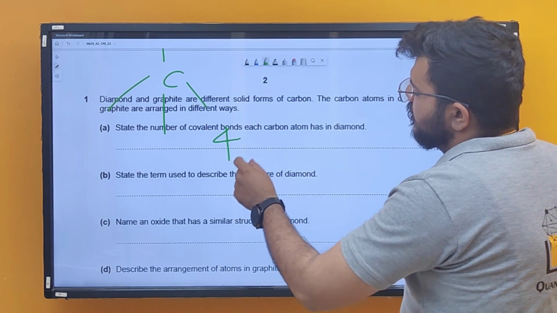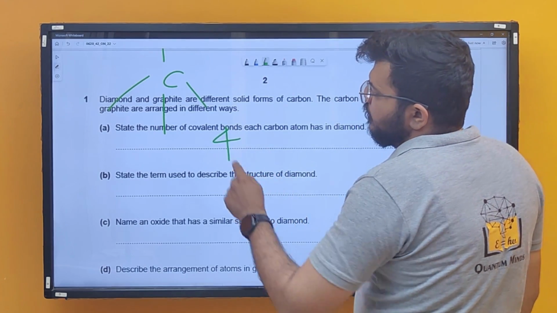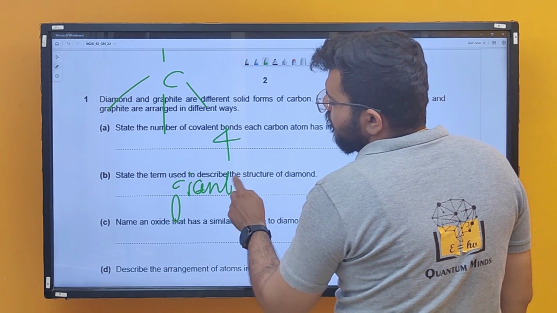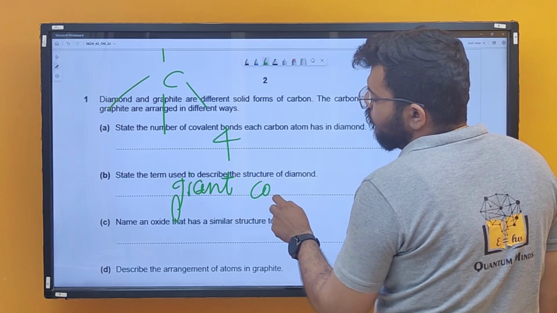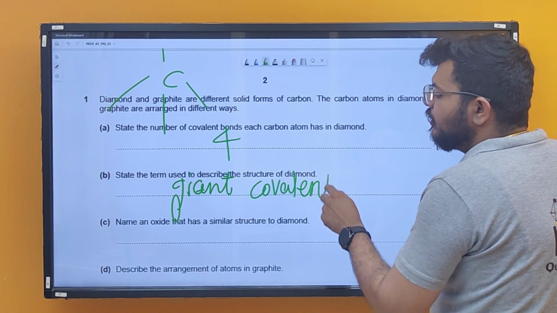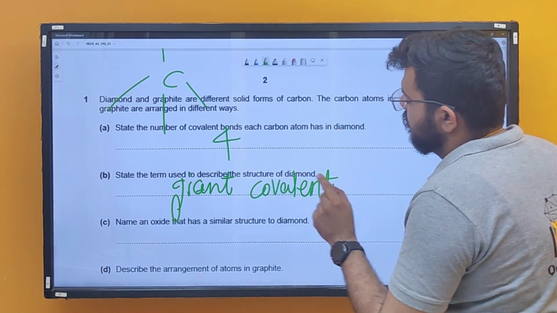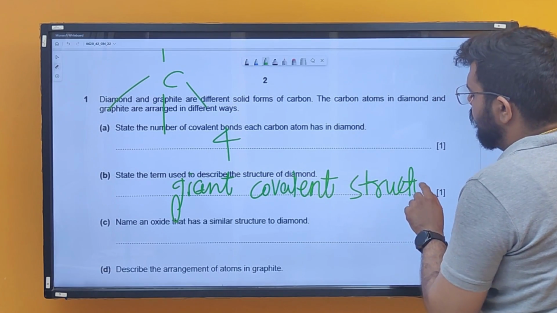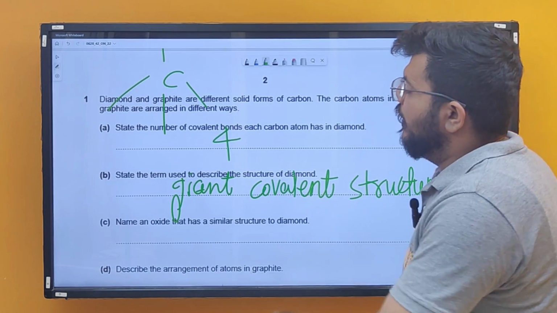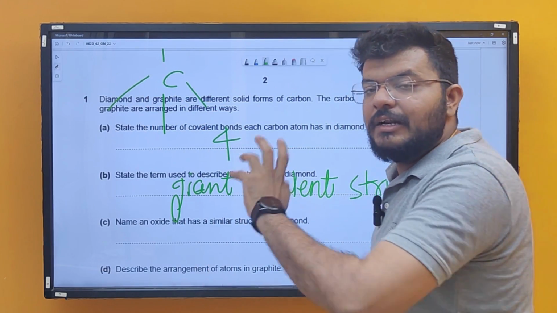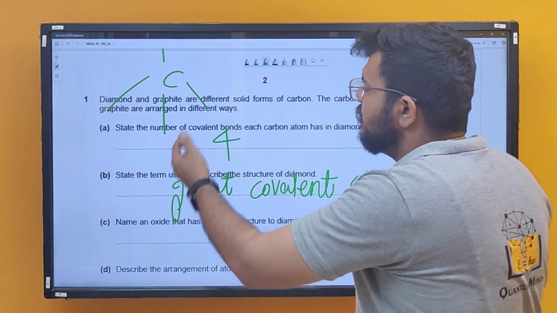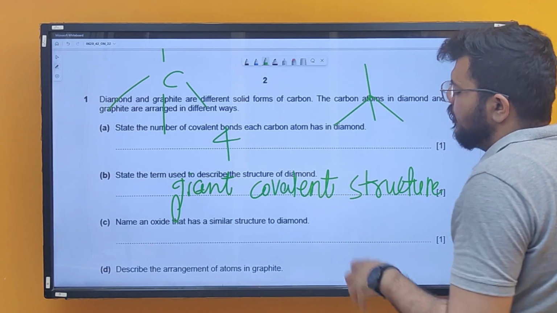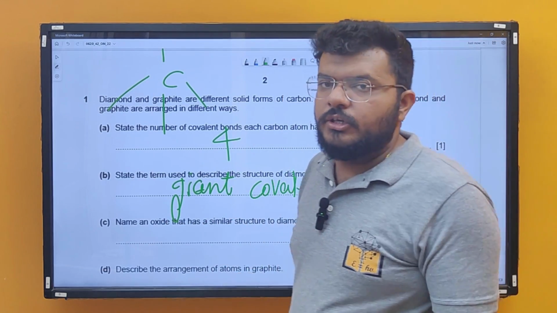State the term used to describe the structure of diamond. The diamond structure is giant covalent structure, right? Giant covalent. Tetrahedral is shape, it is not structure, right? Giant covalent structure. So don't get confused between tetravalent and tetrahedral. Tetravalent means 4 valency, tetrahedral means this pyramid shape of thing happening, and giant covalent means a huge molecule.